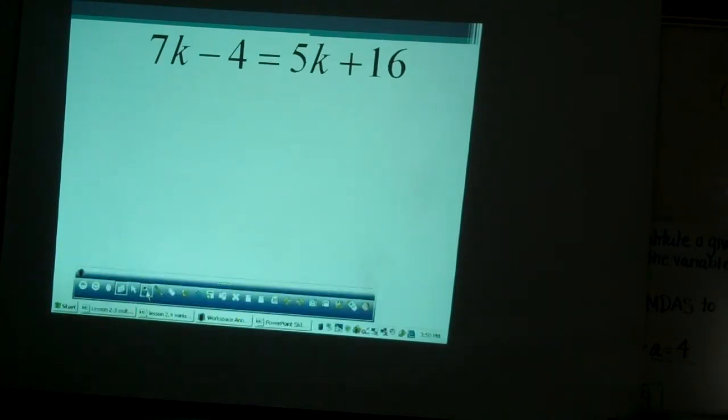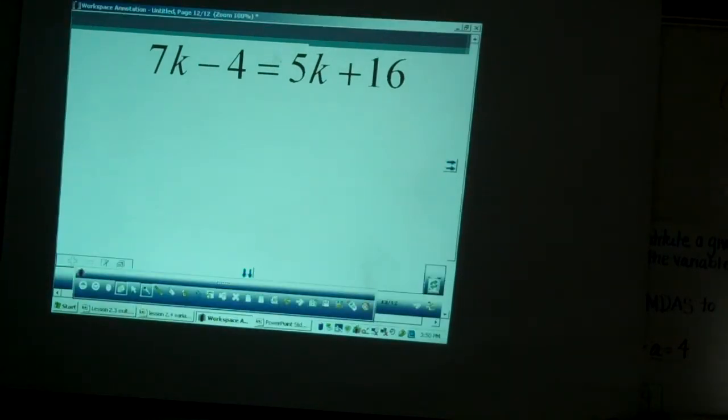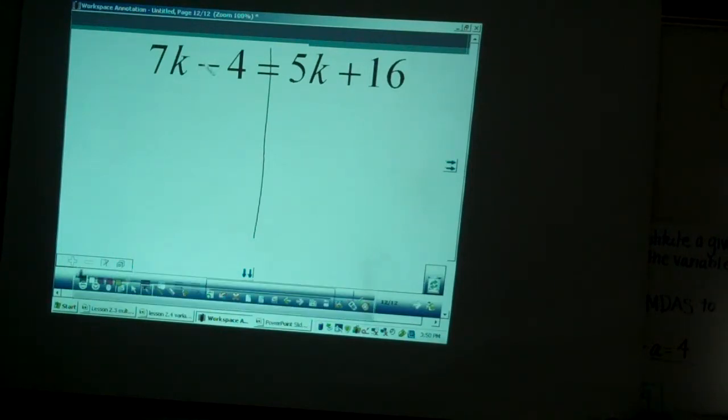One more example. 7k minus 4 equals 5k plus 16. Draw your borderline. Can I distribute on both sides? No. Can I combine on both sides? Not here, not over here. So then I must cross my border, which means I add and subtract. So plus 4 over here, plus 4 over here.